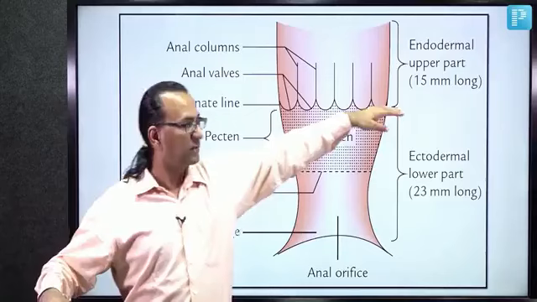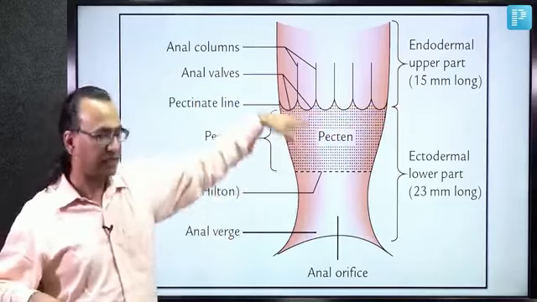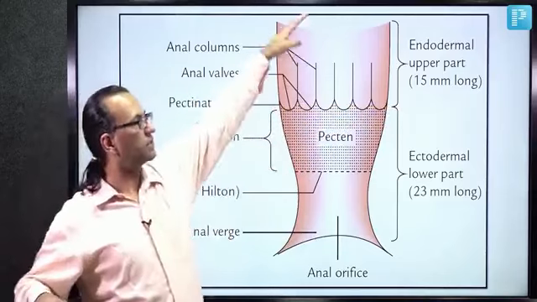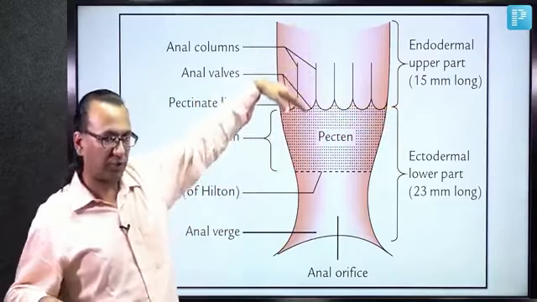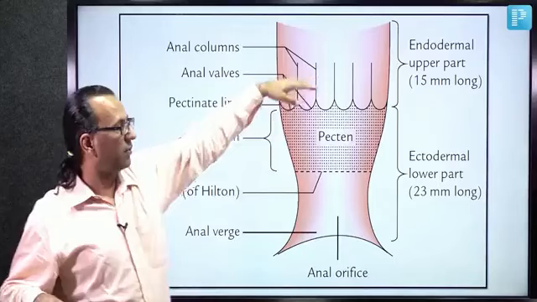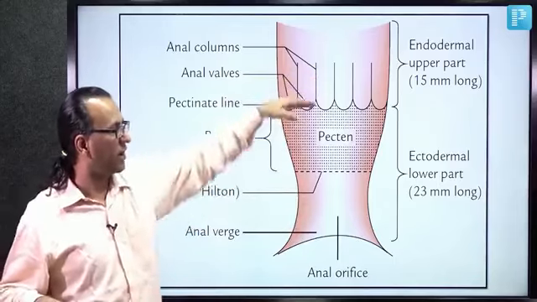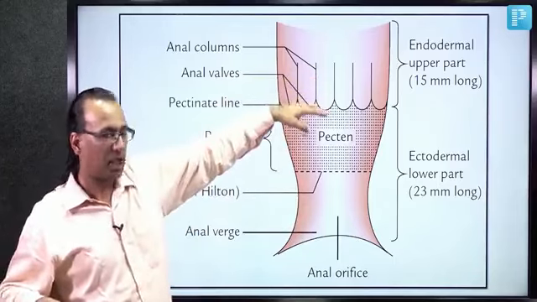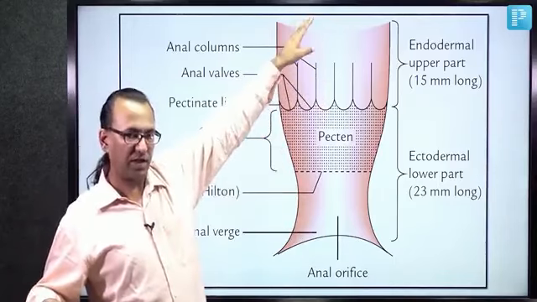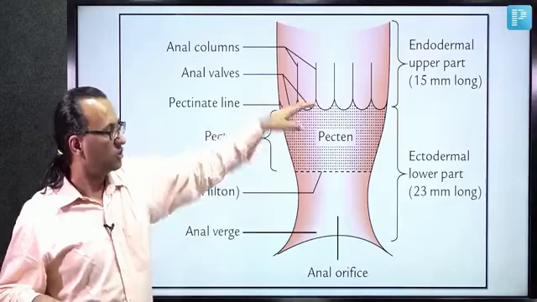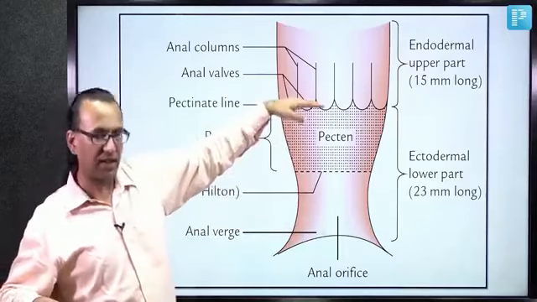Let us talk about the differences then. Below this will be the somatic nervous system, and above this is the autonomic nervous system. Above this, the superior rectal artery and superior rectal vein supply, and below this, the inferior rectal artery and inferior rectal vein supply. Above this, the deep inguinal lymphatics drain the area, and below this, the superficial inguinal lymphatics drain the area.